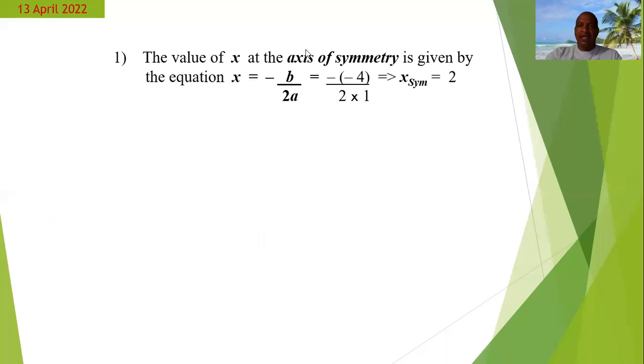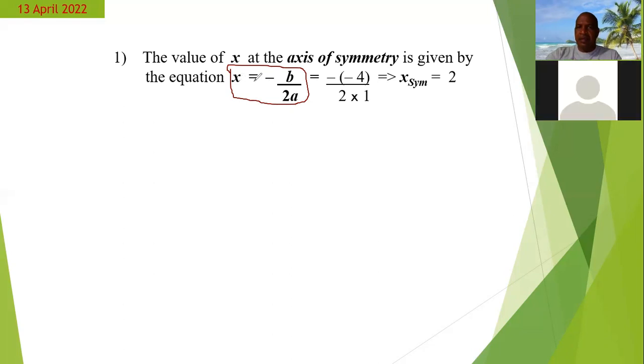Now, to calculate the axis of symmetry, we use the equation x is equal to minus b over 2a. Anybody remember what this equation is supposed to calculate? Anybody? The y min, sir? No, not the minimum. This doesn't have to do with the min.